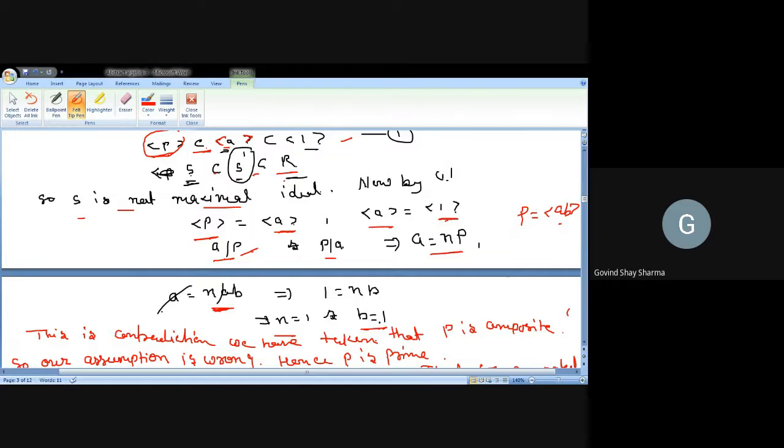This statement is very clear: if Z is a ring of integers, then the ideal S is called a maximal ideal if it is a prime ideal, or a prime ideal is always a maximal ideal. So both are true sentences. Now we move to our question.